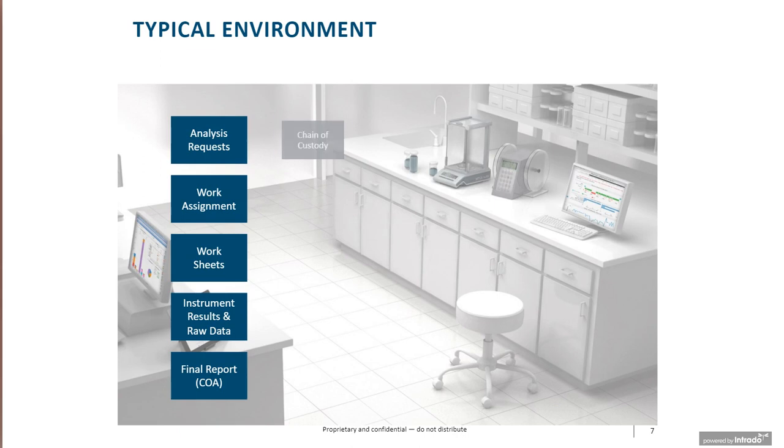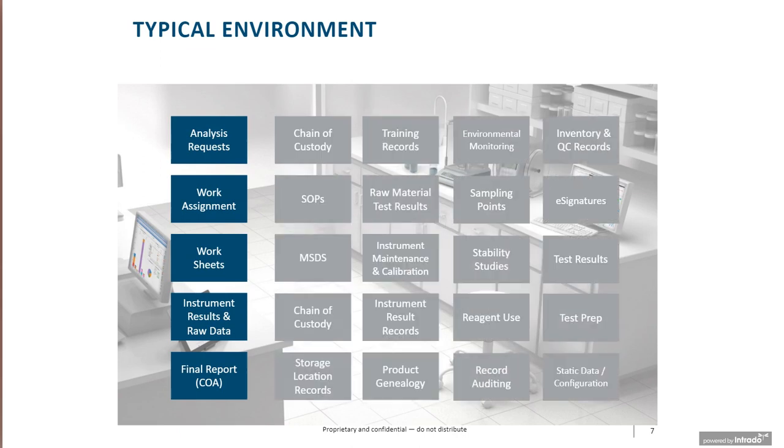The typical environment of the lab, as you know, is a very complex one. There are many processes associated with testing a sample or a product. You need to document that your analyst has been certified. You need to document your equipment calibration. You need to produce a certificate of analysis. You need to demonstrate the chain of custody, who touched that sample, that product testing. You need to deal with material safety data sheets, test raw materials and finished products, and document your test preparations. So there are many processes associated just with releasing product samples.